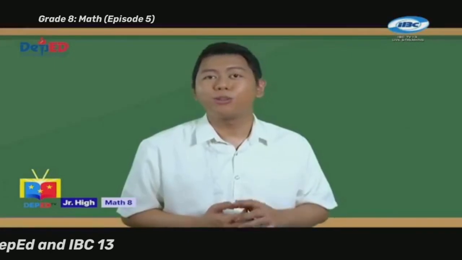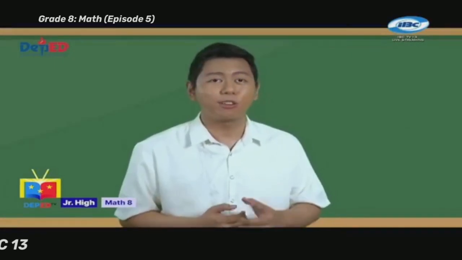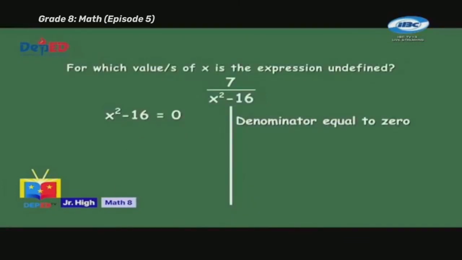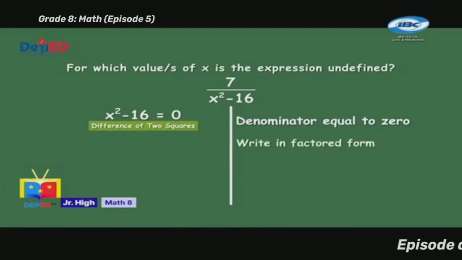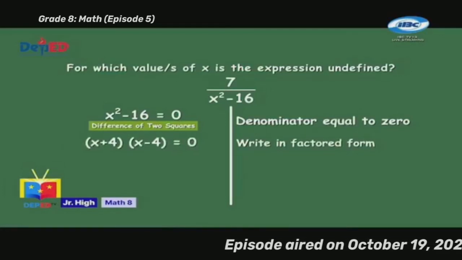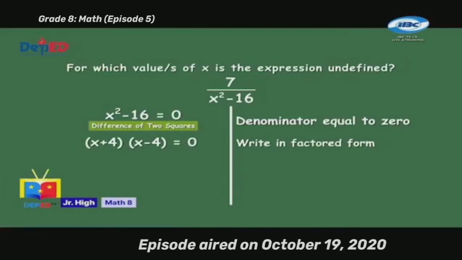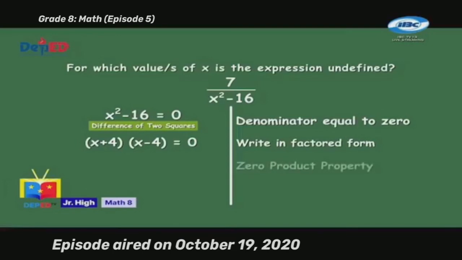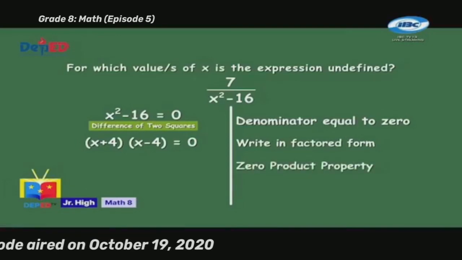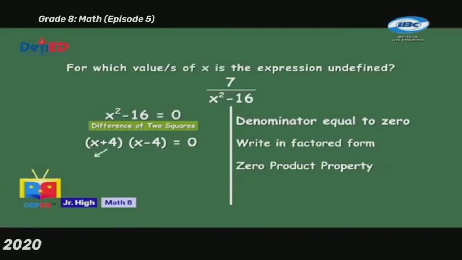What we can do is to express the polynomial in its factored form. If you can remember, x squared minus 16 is a special product called the difference of two squares and can be easily factored as the product of x plus 4 and x minus 4. Then by the zero product property, one or both factors are equal to 0. So x plus 4 equals 0 or x minus 4 equals 0.